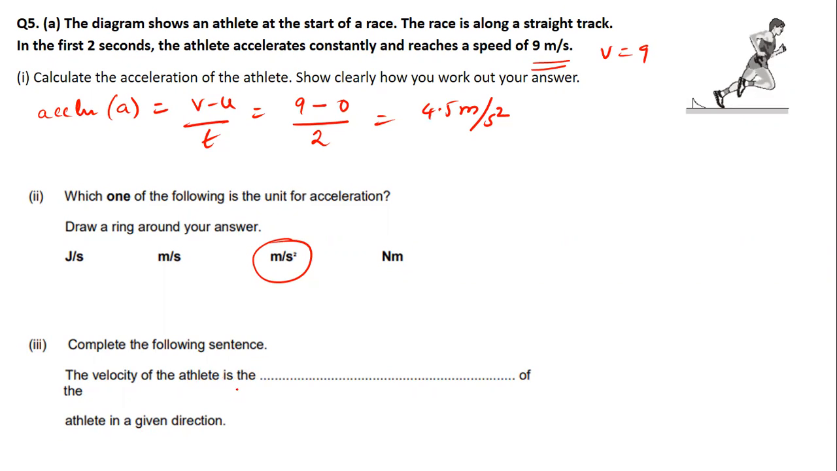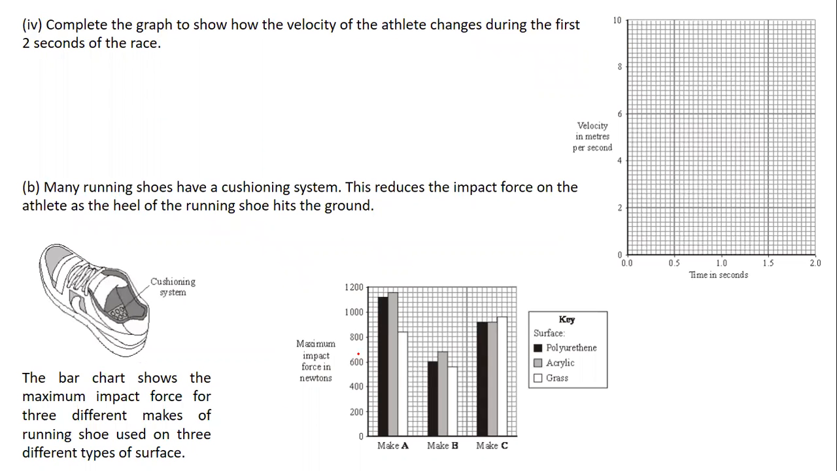Complete the following sentence. The velocity of the athlete is the speed of the athlete in a given direction. Then complete the graph to show how the velocity of the athlete changes during the first 2 seconds of the race.